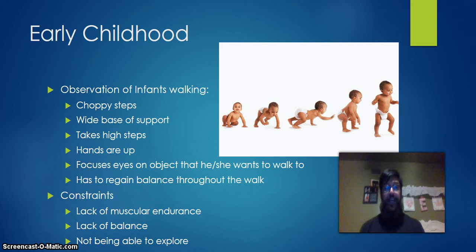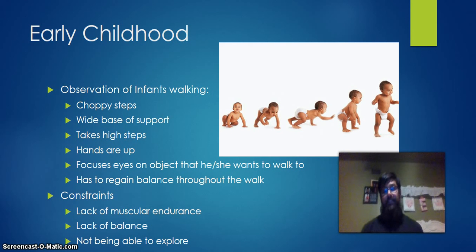Some of the constraints: lack of muscular endurance, tiring out. I know there's a lot of times where we had to actually rub my daughter's legs because her legs were just sore. She couldn't handle it very much. We try to progress it as the weeks go by instead of just throwing her out there and saying, hey, walk now. Lack of balance. This has to do with muscular endurance. Obviously, when the muscles wear out, it's hard to maintain balance throughout a whole gait cycle.